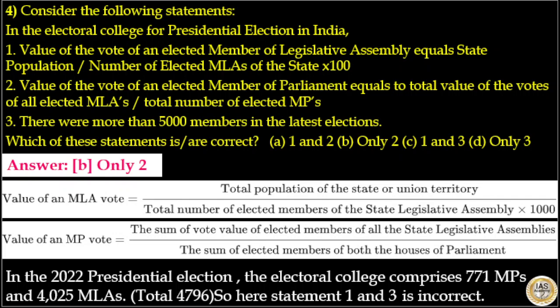In the previous election, the Electoral College comprised 770 MPs and 4020 MLAs. So here statements 1 and 3 are incorrect and statement 2 only is correct. So here the answer to this question is option B.